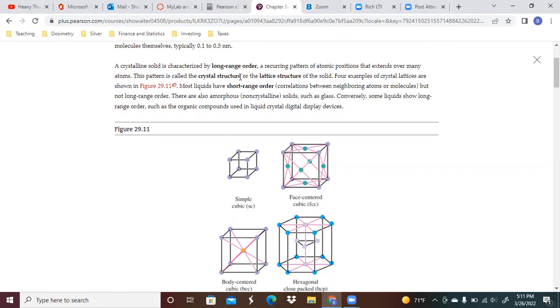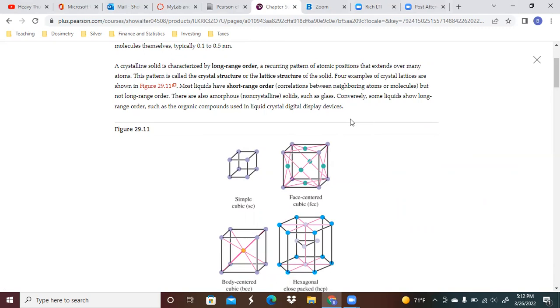Crystalline structure, or solid, is characterized by long-range order, which is a recurring pattern of atomic positions that extend over many atoms. This pattern is called the crystal structure or the lattice structure of the solid. Four examples of crystal lattices are shown here in the figure.